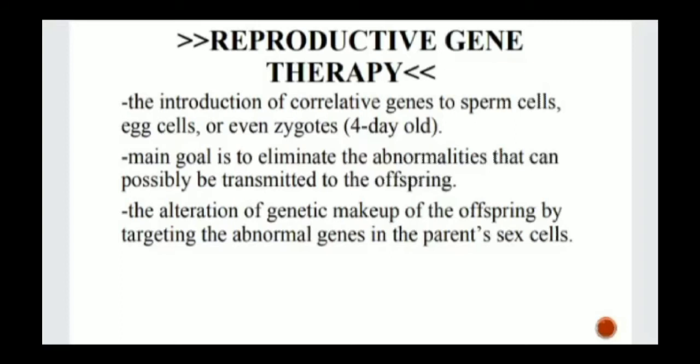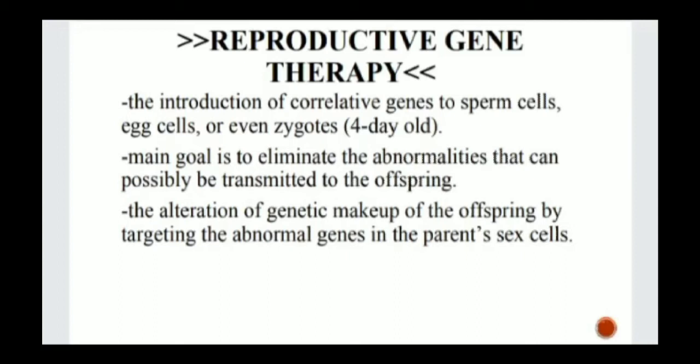Reproductive gene therapy is the introduction of corrective genes to a sperm cell, egg cell, or even a zygote, a 4-day-old embryo. The main goal is to eliminate abnormalities that can possibly be transmitted to the offspring. It alters the genetic makeup of the offspring by targeting the abnormal genes in the parent sex cell. In this, DNA is inserted into the reproductive cell, eggs or sperm, in the human body.